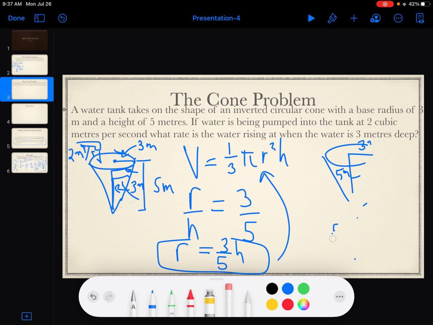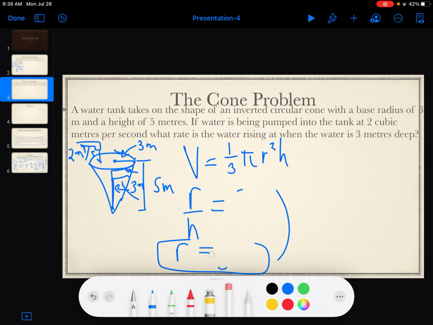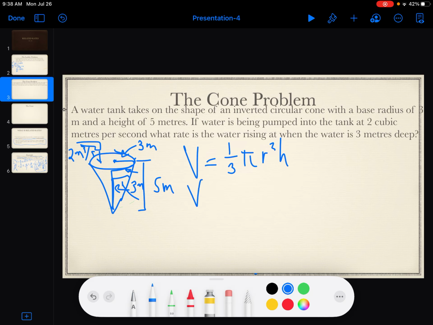By doing this, we effectively just rewrote the radius in terms of the height, and therefore eliminated the radius factor and just replaced it with its equivalent, but in terms of height. Therefore, we only have one variable on the right side of the equation to deal with, and that makes it much, much more straightforward. And this is basically the key to the cone problem, to realize that there's this similar triangle relationship that you can exploit, and this ratio that you can use.